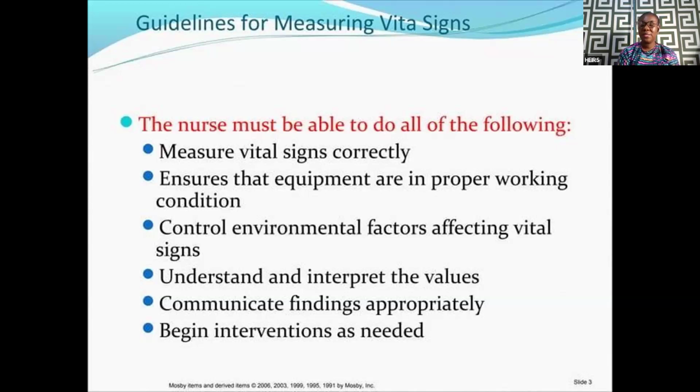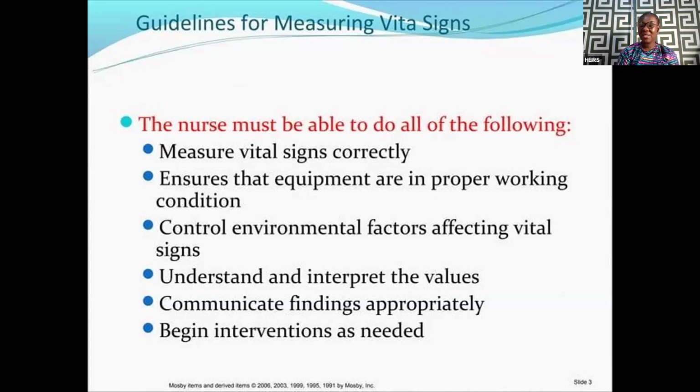Then you should be able to understand and interpret values. If your patient has a temperature reading of 35, you should know that it's low because there's an expected normal range for every patient. Then you must be able to communicate your findings appropriately with your supervisor or with your nurse practitioner or with your managing physician.